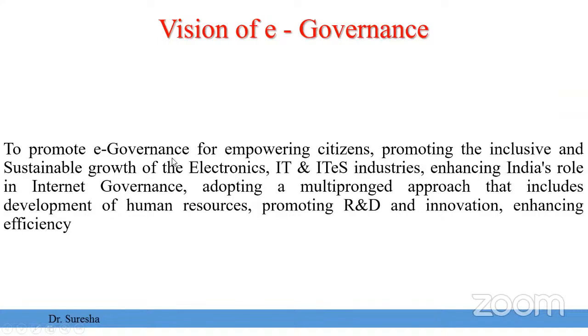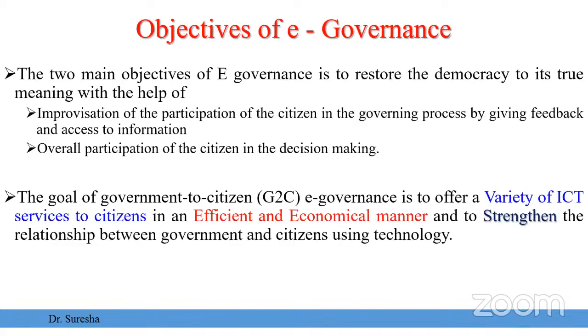So promote e-governance for empowering citizens, promoting the inclusive and sustainable growth of the electronics, IT and ITES industries, enabling India's role in internet governance, adopting a multi-pronged approach that includes development of human resources, promoting R&D and innovation, and enhancing efficiency. That is very important. This inclusive is very important. People from all sectors have been included in this. There is no differentiation between one sector and another, or one group and another. All industry groups are coming, all requirements, whatever they are. It all depends on the application.